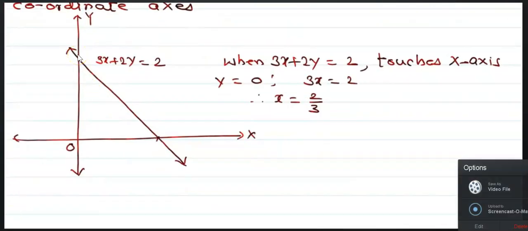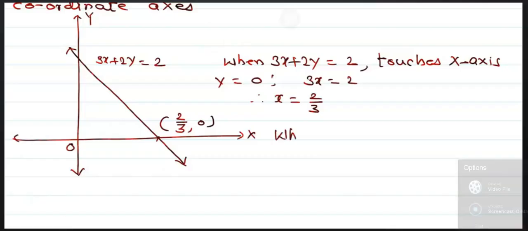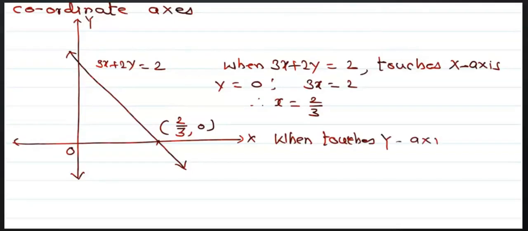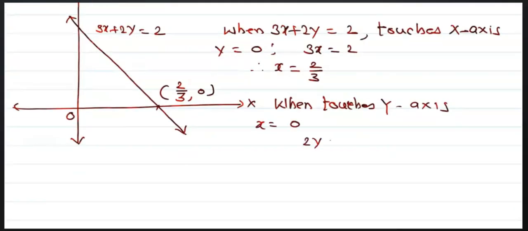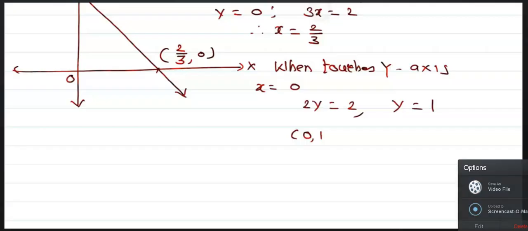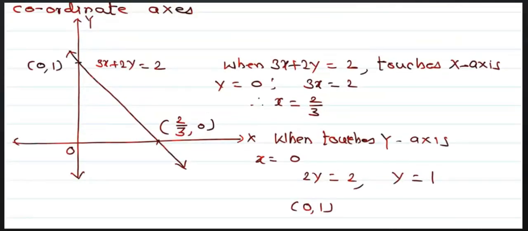Now the required line passes through the midpoint of this portion. Therefore, first of all, we want to find the x-intercept and the y-intercept, then find the midpoint of this portion. This is the required portion. Now see this here. When the given line touches the x-axis, its point of intersection is A(2/3, 0). And next, when it touches the y-axis, x is equal to 0. Therefore, y is equal to 1, and so it is B(0, 1).